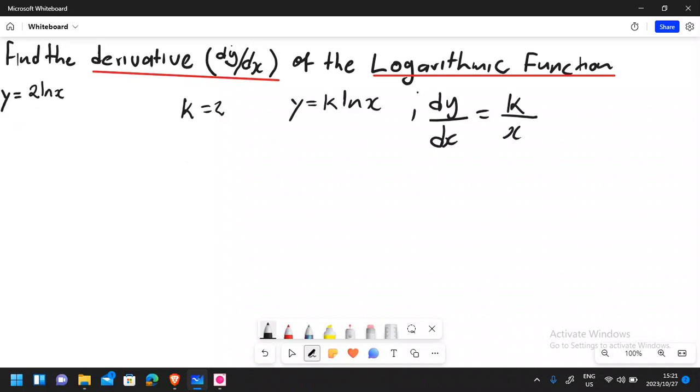So how are you gonna do this one? dy/dx is gonna be 2 over x. As you can see, this one was straightforward guys, it didn't need much.